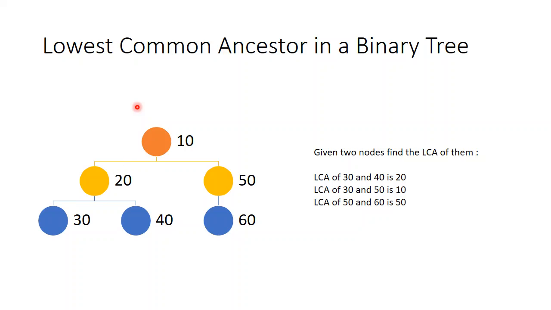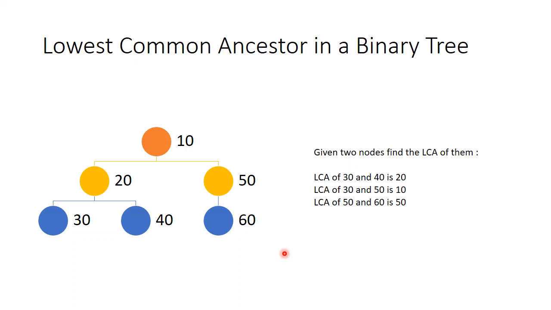So let's look at some examples here. Let's say we are looking for the LCA of node 30 and node 40. The LCA is node 20 here, and we are going to find some easy logic which we can use to find the answer of LCA. The second example is considering node 30 and node 50. The LCA of these two nodes will be 10.